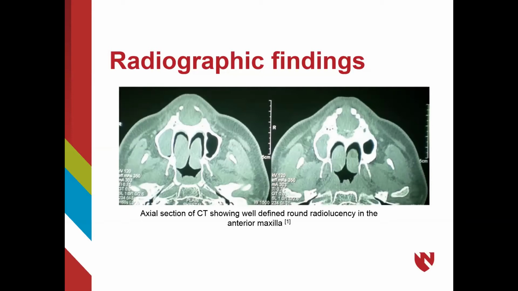This figure is an axial section of a CT scan, and as you can see, a round, well-defined radiolucency at the anterior maxilla, which is towards the top of the picture. The image on the right demonstrates the location of the lesion, which is posterior to the maxillary incisors.